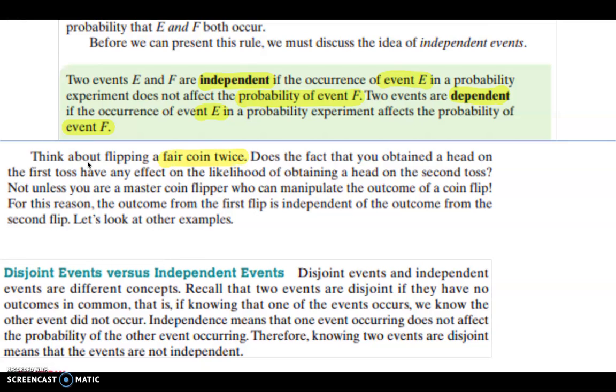But again, just think about if you flip a fair coin, you flip it twice. Does the fact that it lands on heads first have any effect on the likelihood of it landing on heads second? Okay, not unless you are a master coin flipper who can manipulate the outcome of a coin flip. Okay, it's because the first flip is completely independent of the second. Those outcomes are independent.